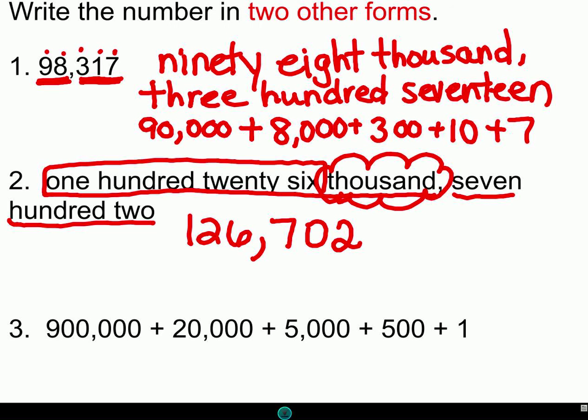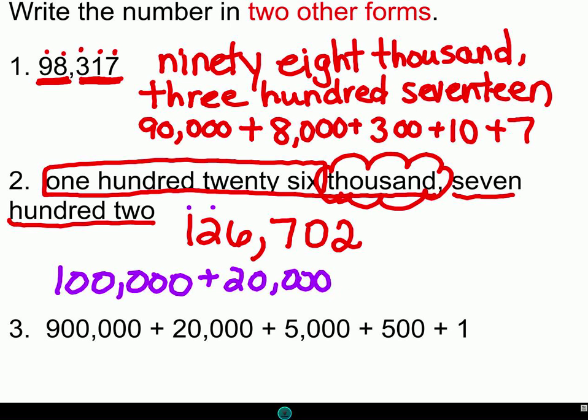Now we can do expanded. All right, and I'll do that in a different color. Okay. So the value of the 1 is 100,000. Value of the 2, 20,000. Value of the 6, 6,000. Value of the 7, 700. The value of the 0 is 0, so I'm not going to put anything because it's worth nothing. Then I move on. The value of the 2 is 2. And there we have standard and expanded form.